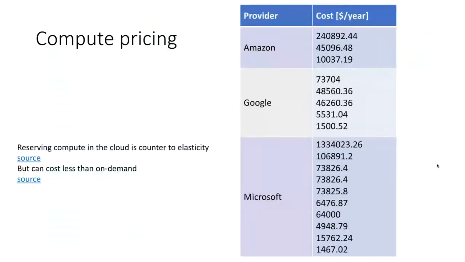One thing. So now we've got compute. Again, this was for 20 processors, 5 CPUs, and a terabyte of RAM, right? So again, there's quite a spread. I tried to order these, and so up from $240,000 down to like $1,400 for a computer.